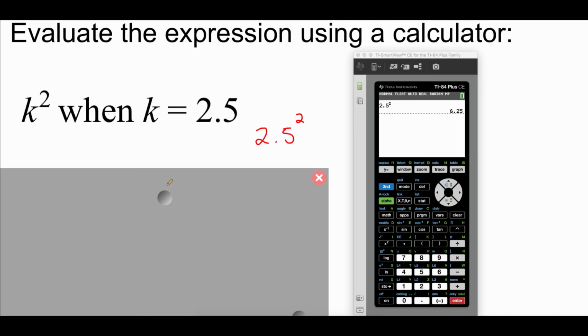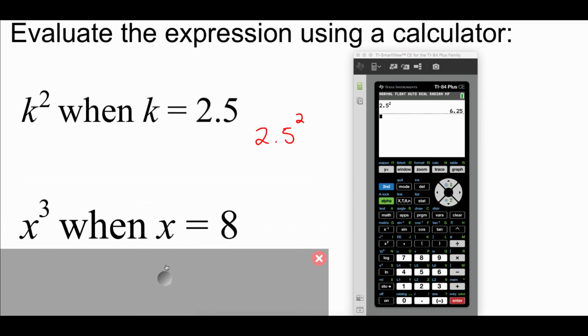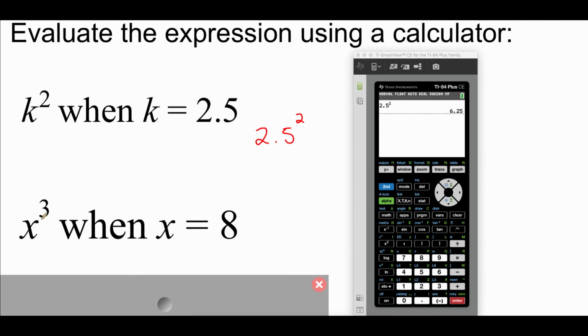Now, as I go down to the next example here, we're going to do x cubed when our x value is 8.